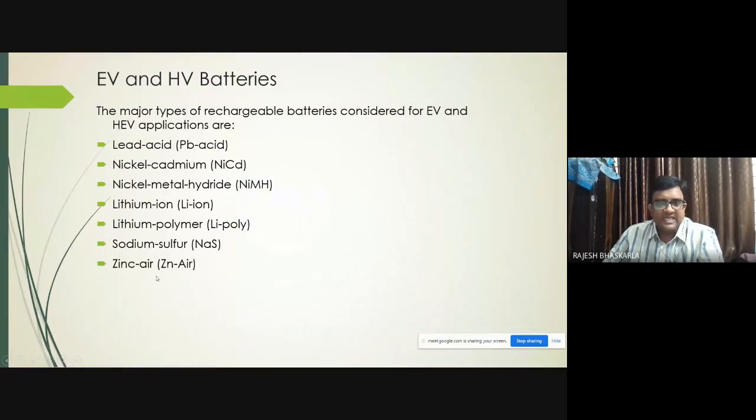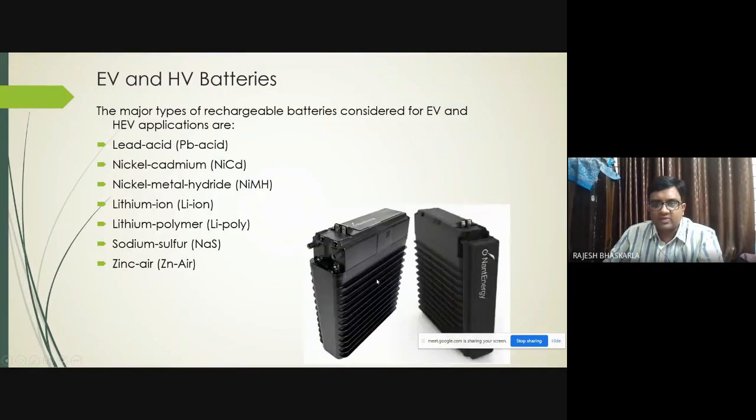And then zinc air batteries. Zinc air batteries and aluminum air batteries are called metal air batteries. These batteries are also under research. These two are in research, but the most extensively and popularly used battery is the lithium ion battery. In addition, we are also using lead acid battery, which is the first generation rechargeable battery. In some vehicles, we are using nickel cadmium, nickel metal hydride, and lithium polymer batteries. So these are the batteries which we are using in electric vehicles.